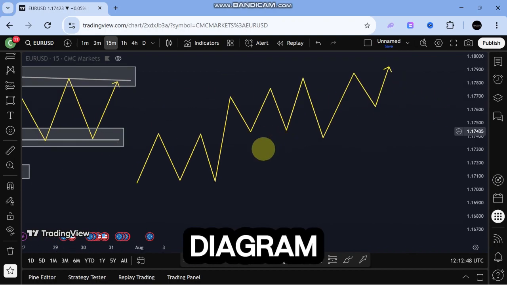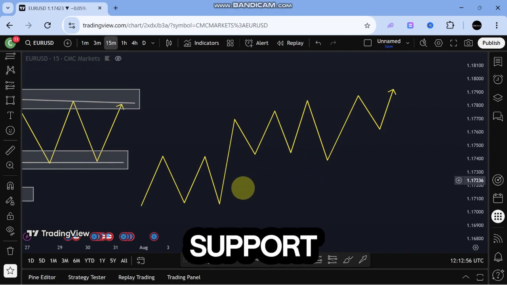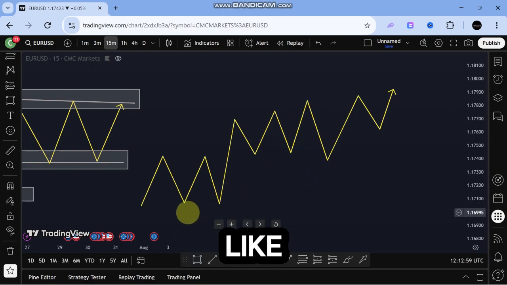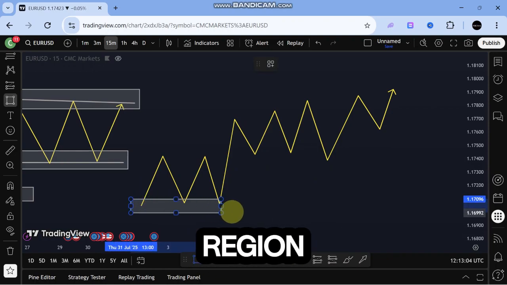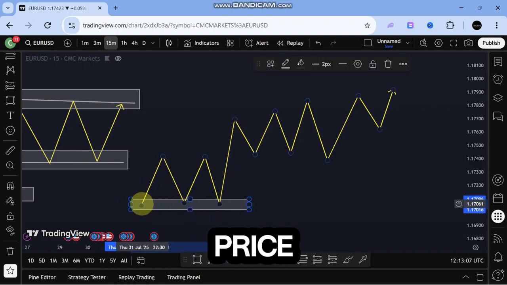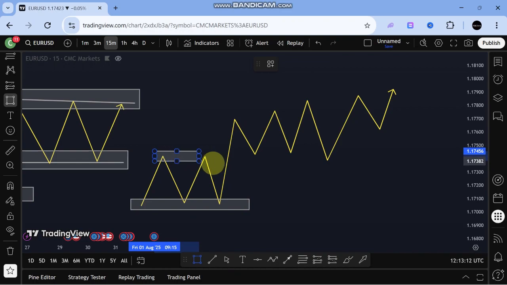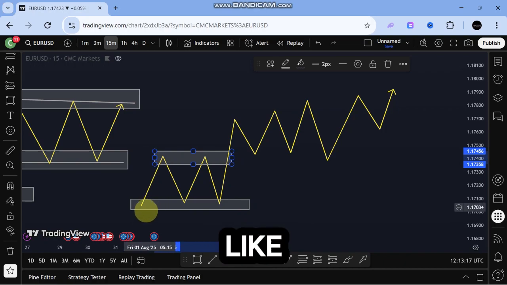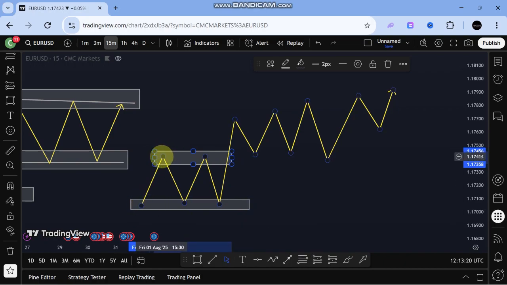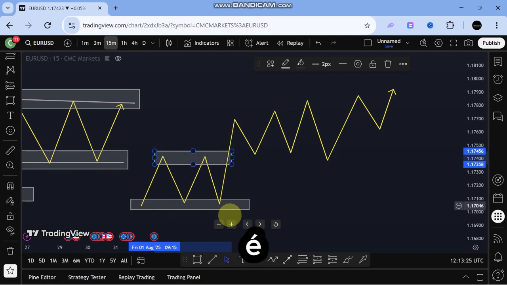In this diagram right here, this is an example of a bullish market. I'm going to show you how to spot support. Remember, I said support is like the floor level where price bounces up. Starting from this place, you can see that this particular region is the support level, in the sense that when price gets to this place, price bounces upward. And this particular place right here is the resistance level. When price gets to this place, it just comes down again.